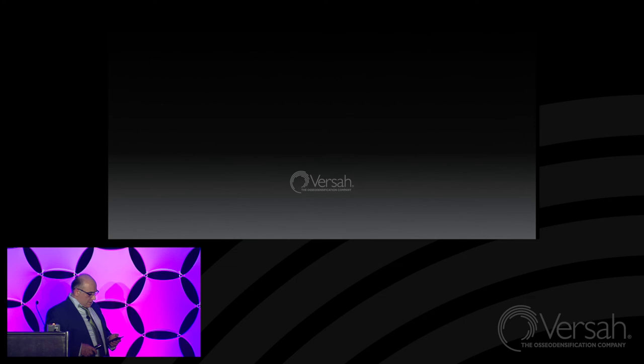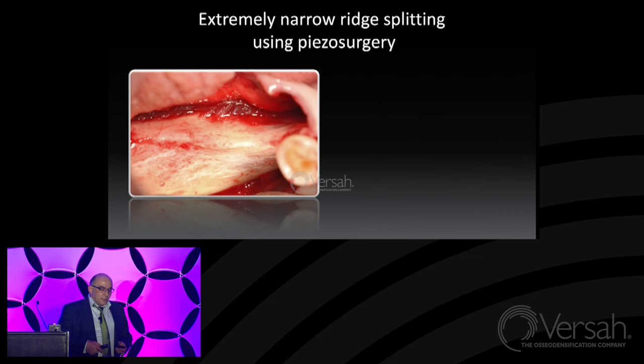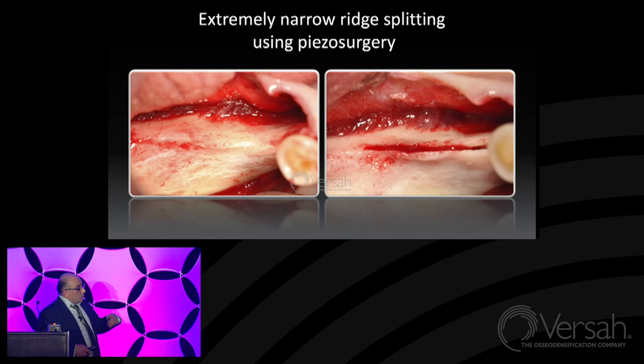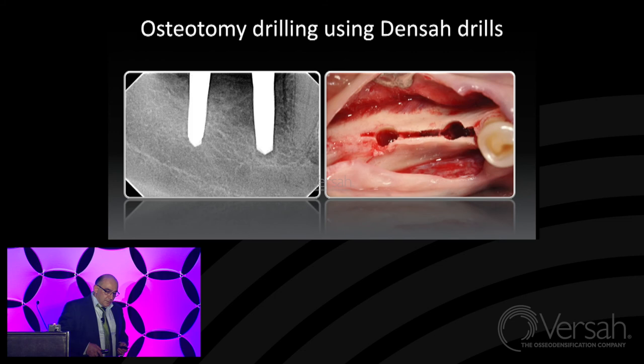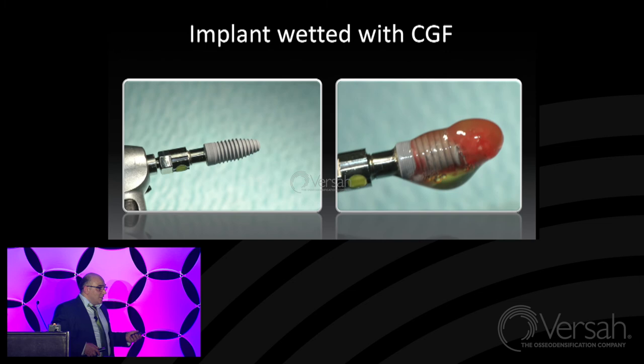We're using piezo surgery. We already discussed this technique today. This is the piezo surgery cut. We make only a horizontal cut, go to 10 millimeters, using denser drills to make the osteotomy site for the implants, and wetting the implant with CGF.